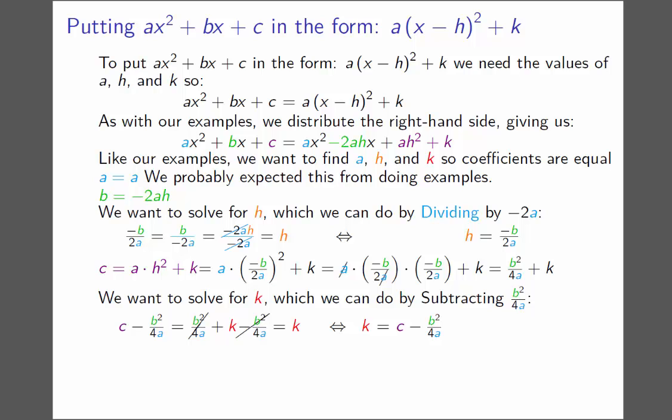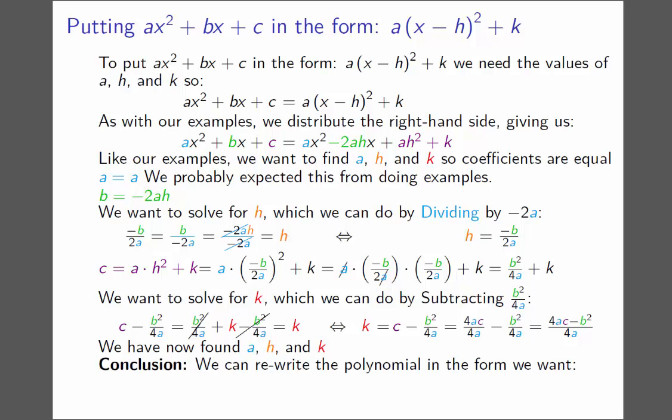We can, however, simplify this a little bit. Because we want to subtract one number from the other, but one's a fraction, we need to get a common denominator. To do this, we'll multiply c by 4a over 4a, giving us 4ac over 4a minus b squared over 4a. Now that we have a common denominator, we can combine these to (4ac minus b squared) over that common denominator 4a. So although they're very messy, we have now found a, h, and k.